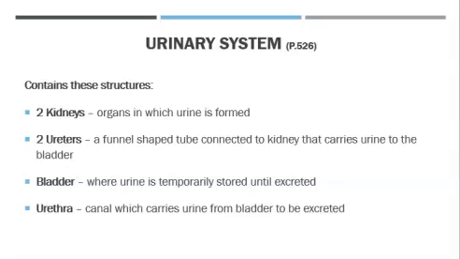On the next slide, we'll actually see what these structures look like, but of course your urinary system is made up of two kidneys. These are the organs that form the urine. Next, below your kidneys, you have two funnel-shaped tubes that connect your kidney to your bladder. These are known as the ureters. The bladder works as a temporary storage location for urine before it's excreted. And finally, on this slide, we have the urethra. This is the canal that carries the urine from the bladder, so the urine can be excreted from the body.